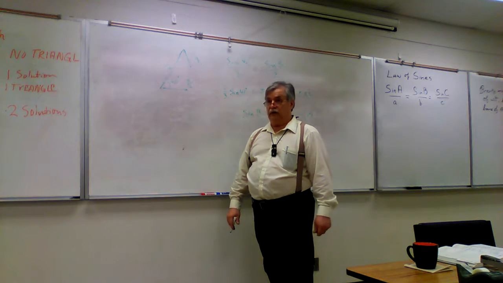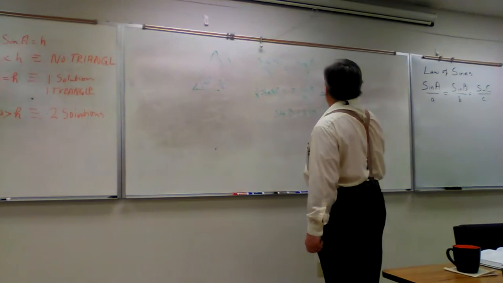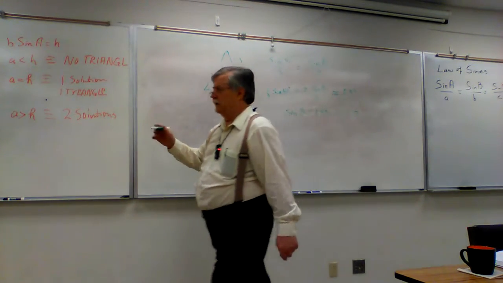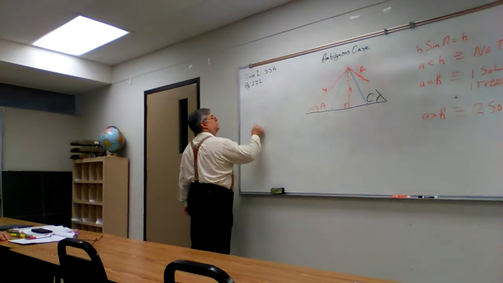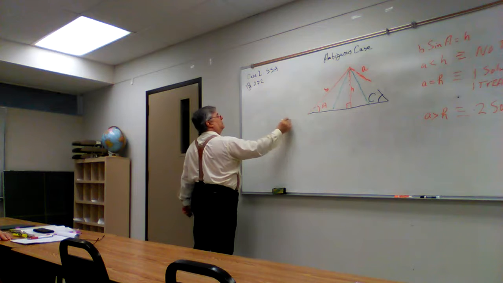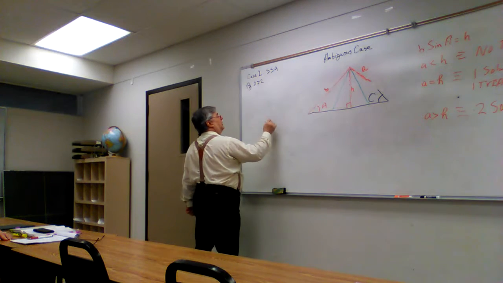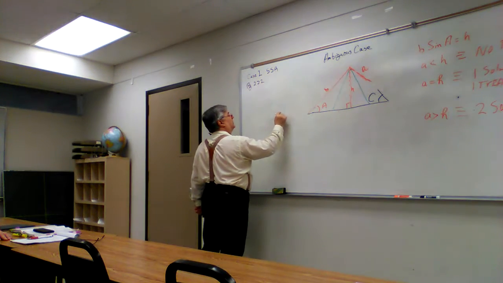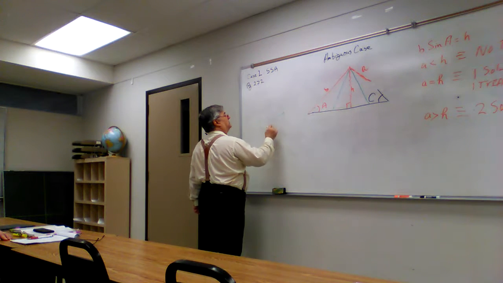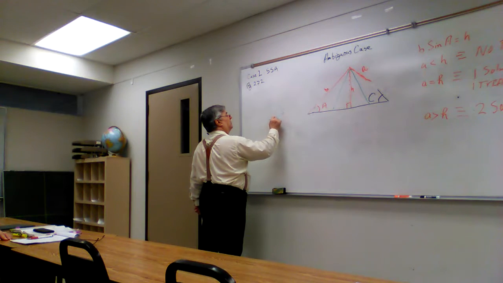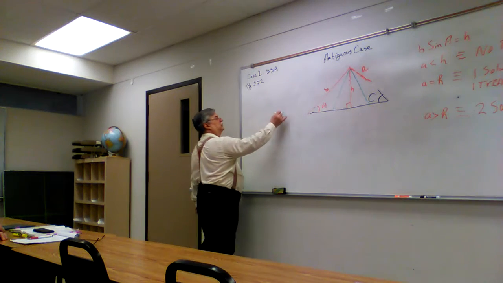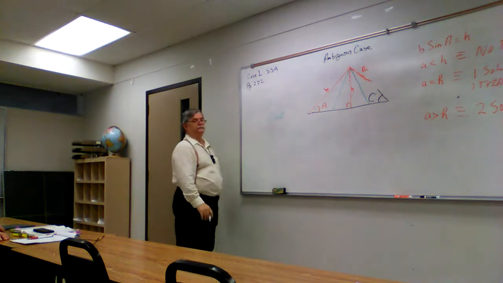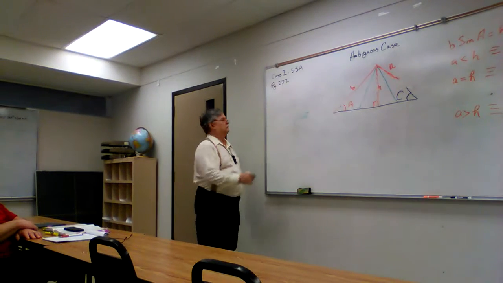A is longer than B. Think of your unit circle. We've got this solution, and that gives us this value of sine. Where else would we get that same value of sine?